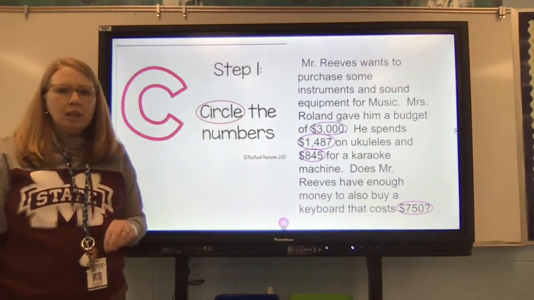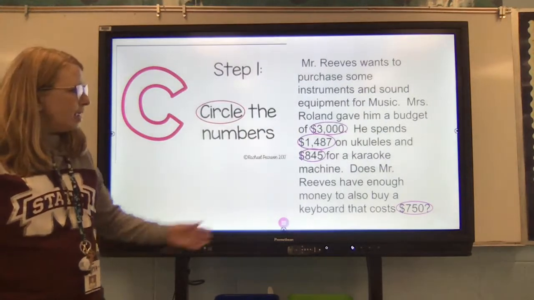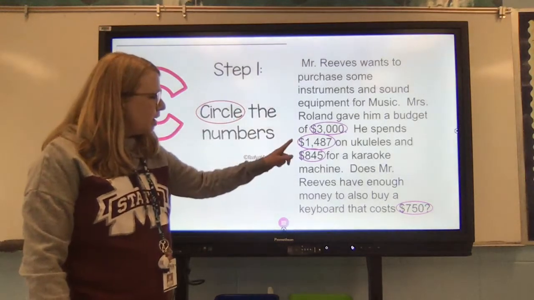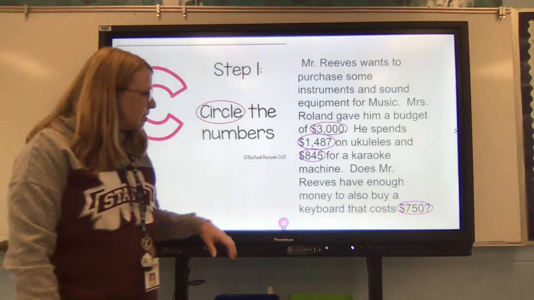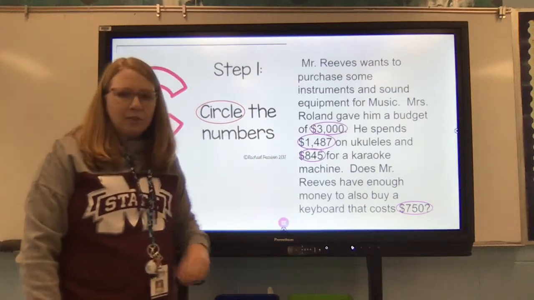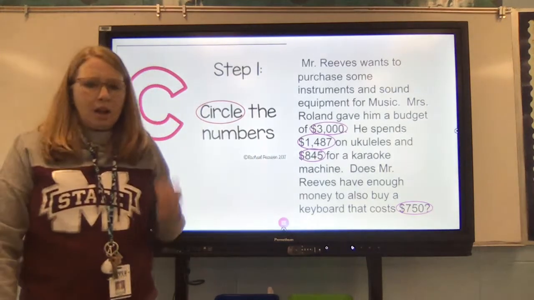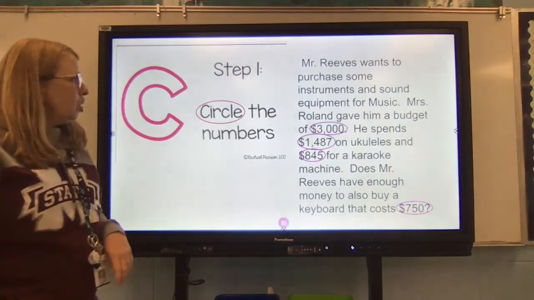C, we're circling the numbers. So I have already gone through and I've circled every number that is in my word problem. And you can see there are 4 different numbers there.